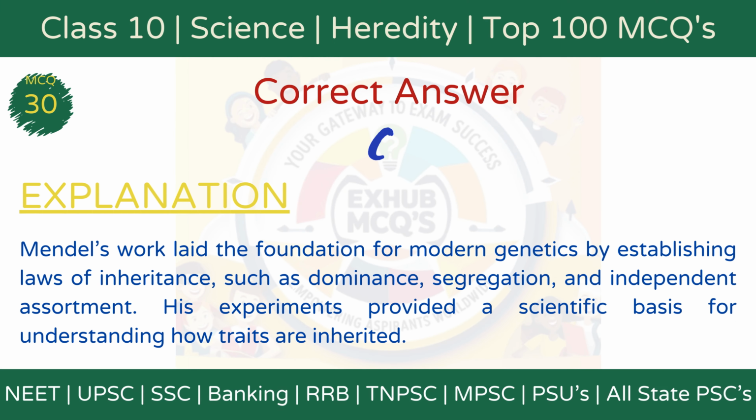The correct answer is option C, it establishes genetic laws. Explanation. Mendel's work laid the foundation for modern genetics by establishing laws of inheritance, such as dominance, segregation, and independent assortment. His experiments provided a scientific basis for understanding how traits are inherited.